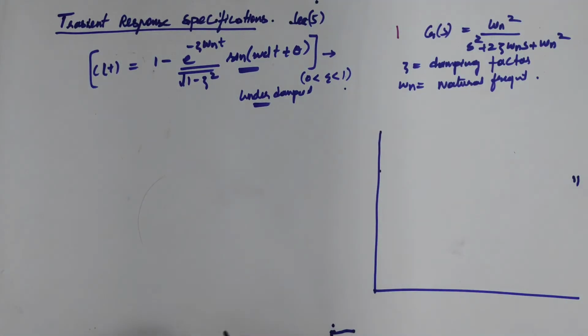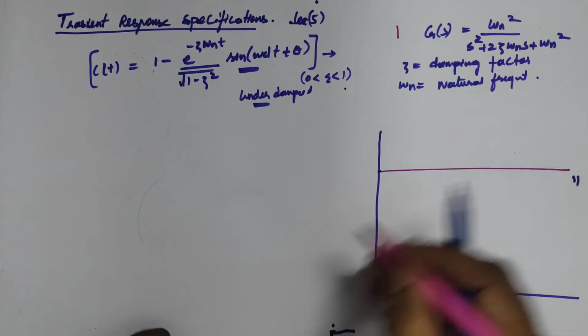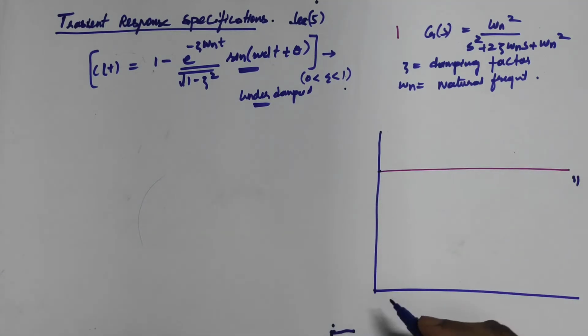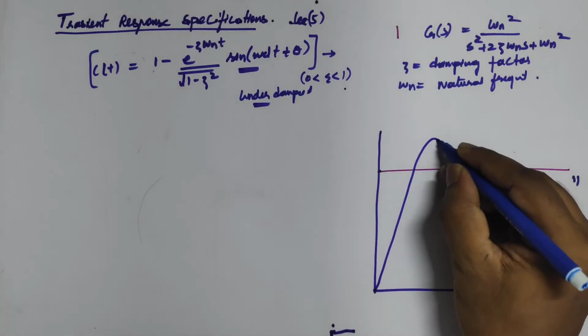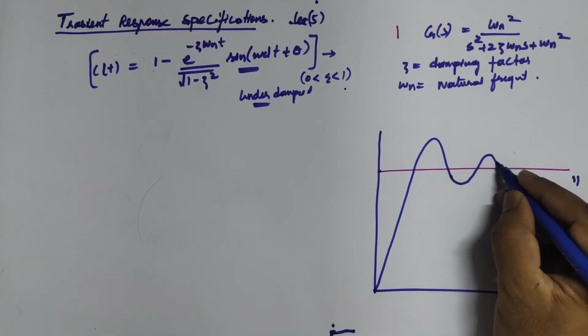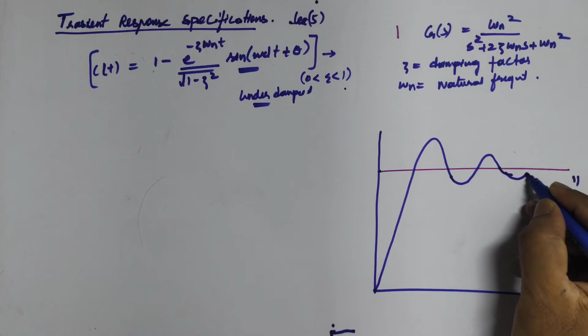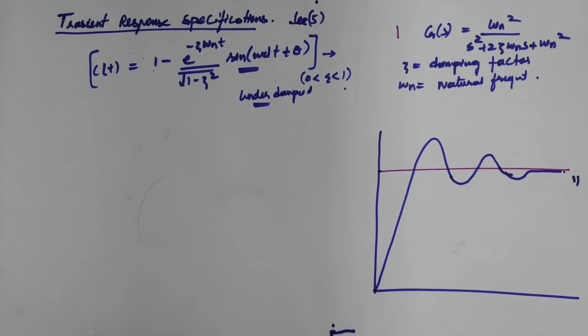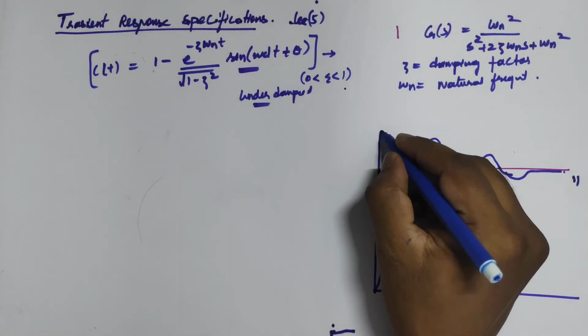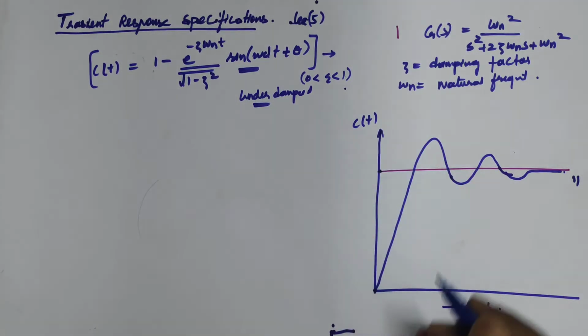The response of the underdamped system for unit step input is like this. In this we have the time domain specifications. Time domain specifications means with respect to time on the x-axis we have to find the magnitude, that is the C of t.